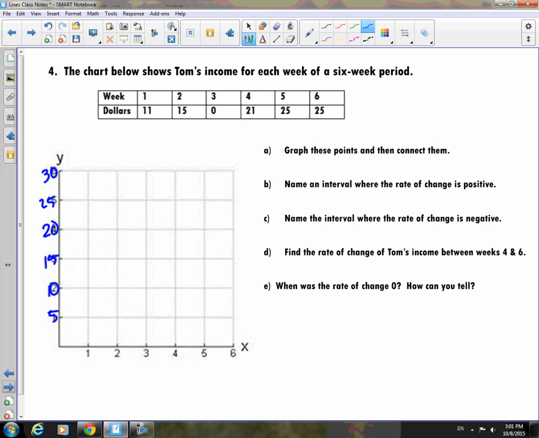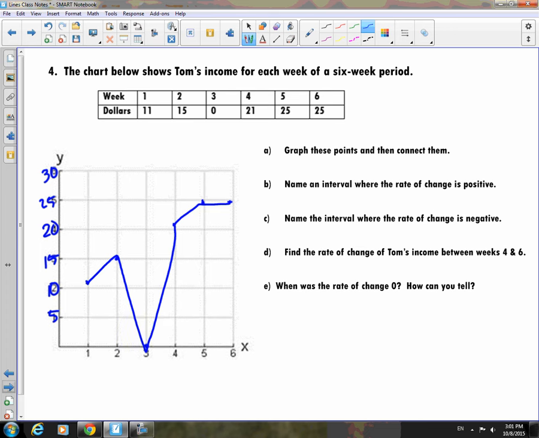So week 1 was $11. Week 2 was 15. Week 3, he didn't make anything. Week 4 was 21. Week 5 was 25. And week 6 was also 25. So A was graph these points and connect them.